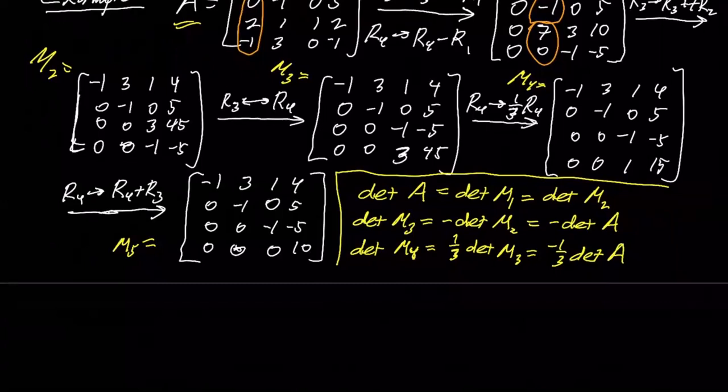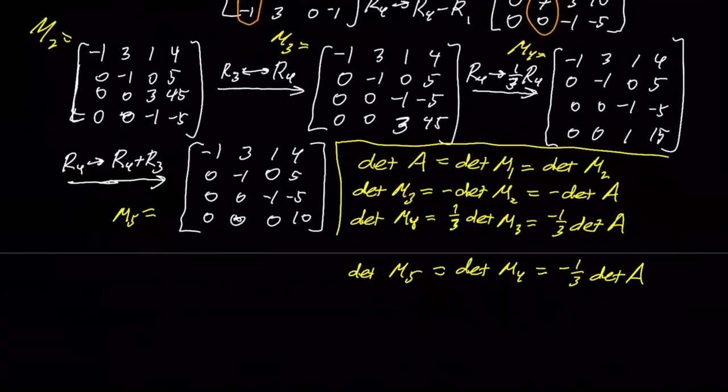And then, right, because the determinant of M3 was negative determinant of A. And then the determinant of M5, again, that's just adding one multiple of one row to another. That equals the determinant of M4. So that's still negative 1/3 the determinant of A. And so what we can see then, if we put this together, well, I've been tracking the changes the whole time. That means the determinant of A is -3 times the determinant of M5.